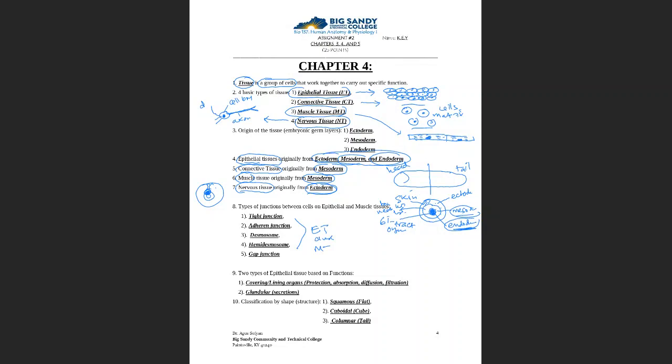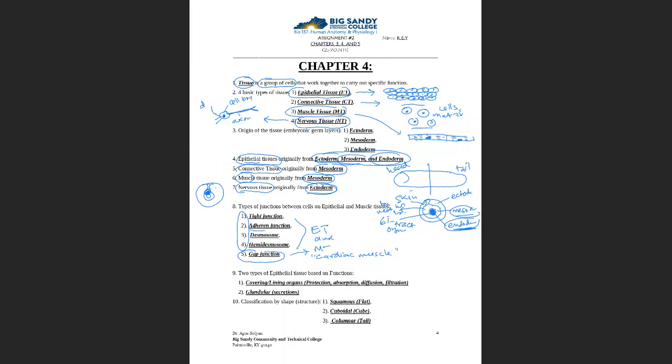Now for the epithelial tissue, they have these 4 types of junction: tight junction, adherent junction, desmosome, and hemidesmosome. Okay, gap junction is located in the muscle tissue, especially cardiac muscle. So cardiac muscle has a type of junction called gap junction.